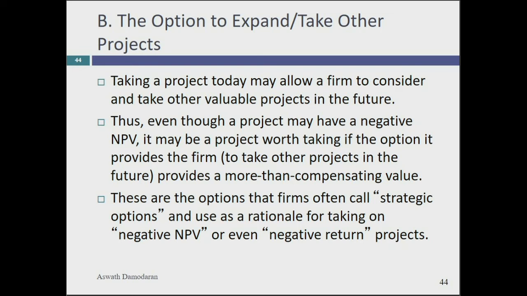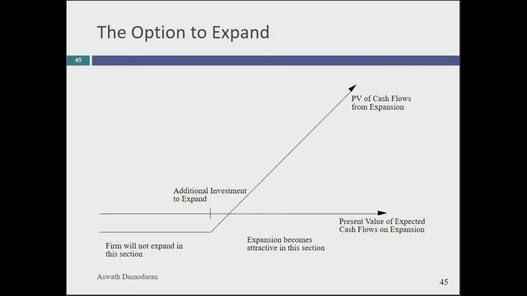Which brings me to the option to expand. Of all of the real options, this is the one that gets consultants, CEOs, and bankers most excited. You're going to see very quickly why. The option to expand requires two projects. The first project is a negative net present value project. Everybody accepts it's negative net, it's a bad project. But what it gives you is the right to a second project, an expansion project, which could be in a big market. So if you are writing this in terms of a payoff diagram, here's what it would look like.